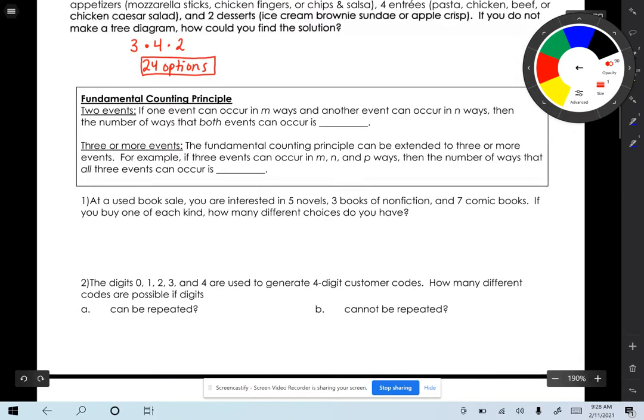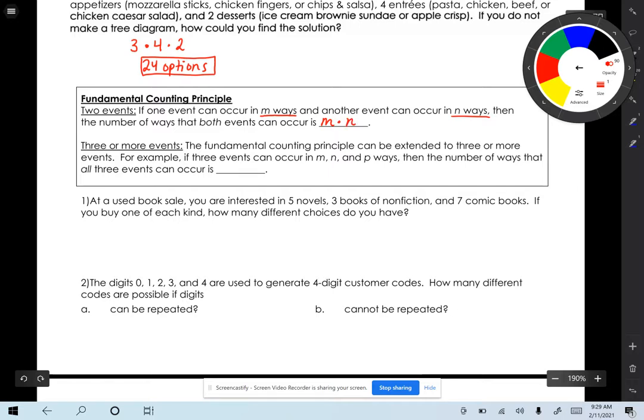Neat. That leads us to this special idea, and it's called the fundamental counting principle. For 2 events, if one event can occur in m ways and another event can occur in n ways, then the number of ways that both events can occur is m times n. So if you have one event in m ways, another in n, then you just multiply them.